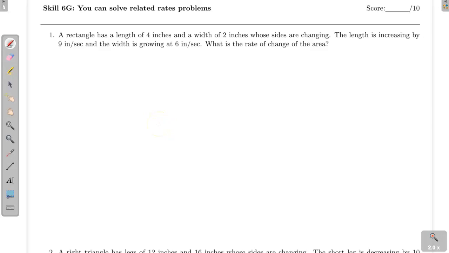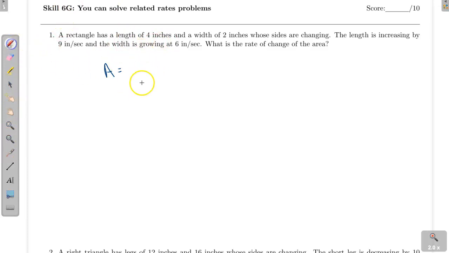This one has a rectangle with a length of 4 inches and a width of 2 inches, whose sides are changing. The length is increasing by a certain amount. What is the rate of change of the area? We know the area of a rectangle is base times height. I guess I used length times width, so we'll use length times width.